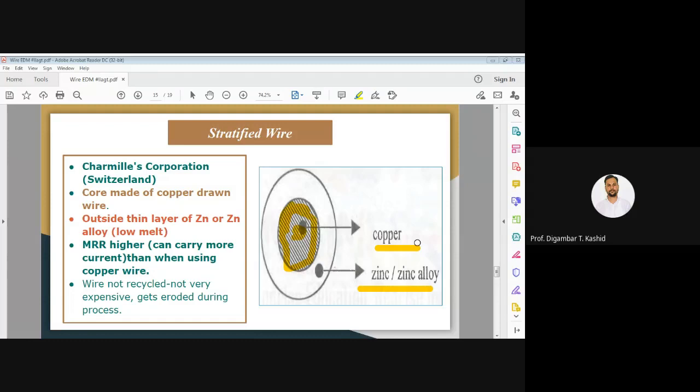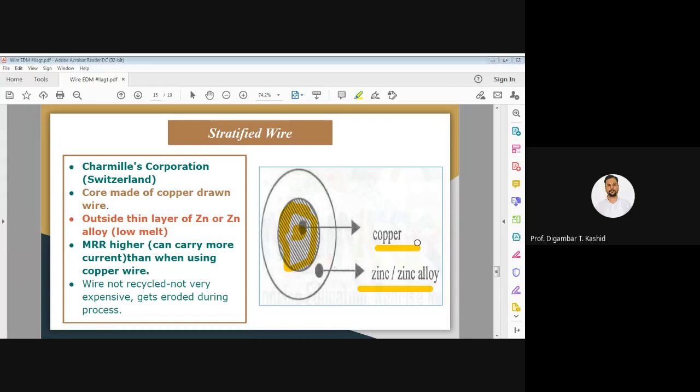Correct. So if we need a high metal removal rate, then the wire should carry more current than when using a plain copper wire. The wire is not recycled here, so it is not very expensive, and it also gets eroded during the process. So the wire can carry more load if it can absorb more heat without breakage. Heavier load means higher energy per spark, so a higher material removal rate and higher cutting speed can be achieved.